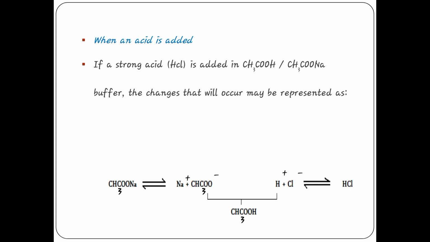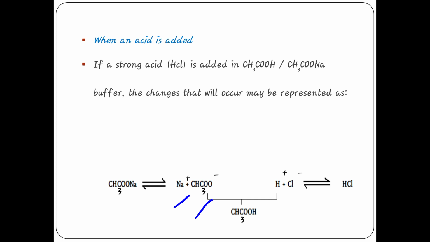Next, when a strong acid, for example HCl, is added to the acetic acid and sodium acetate buffer system, changes will occur. Sodium acetate, CH3COONa, dissociates into Na+ and CH3COO- ions. And when HCl is added, it dissociates into H+ and Cl- ions.